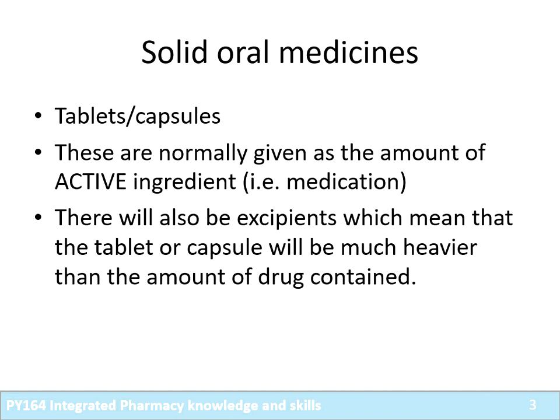Okay, so let's think first of all about solid oral medications. So tablets and capsules are normally given as the amount of active ingredient per tablet. So let's say paracetamol tablets are 500 milligrams. However, in the paracetamol tablets, there are also excipients, which mean that it's heavier than the 500 milligrams, and those are for the production process. And you'll be hearing about that in a different series of lectures.